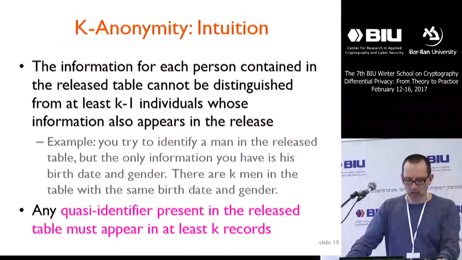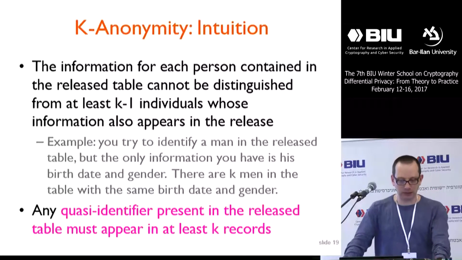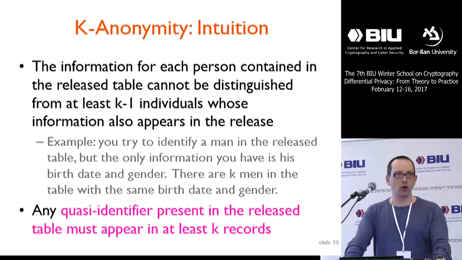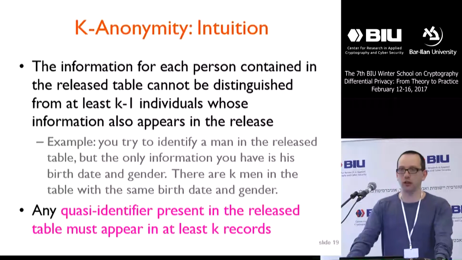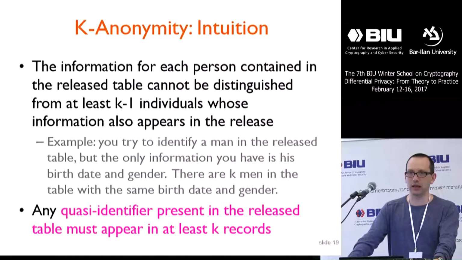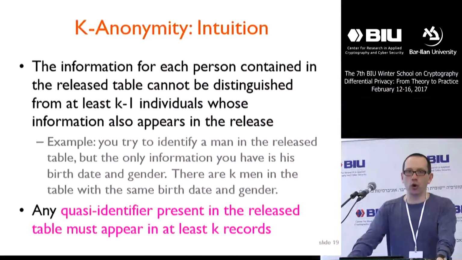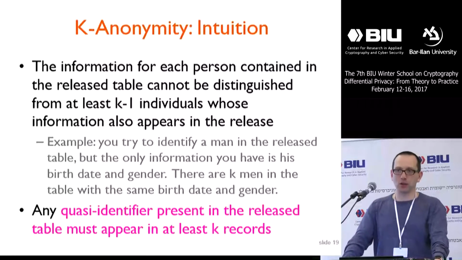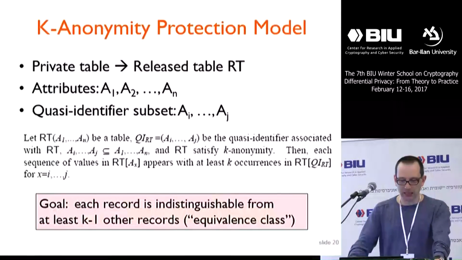All right? So this example might help a little bit. You're trying to identify a person in the release table, but the only information you have is birth date and gender, and there are at least K people with that birth date and gender, and you don't know which one of them is your victim, at which point presumably you give up and go away. I mean, I wouldn't go away, but somebody would, okay? So that's the basic intuition behind K-anonymity.